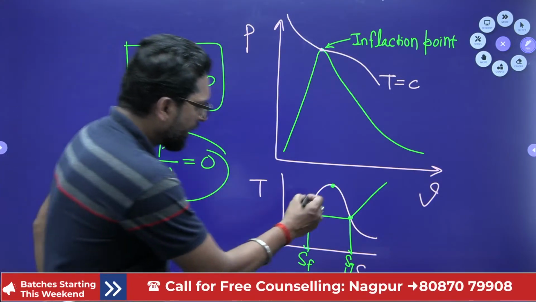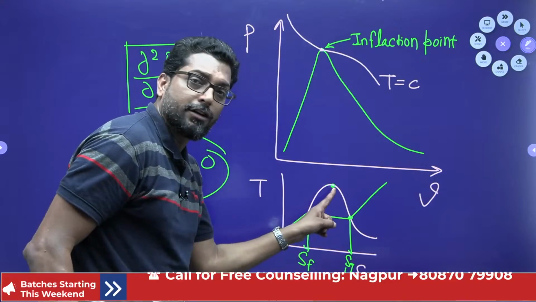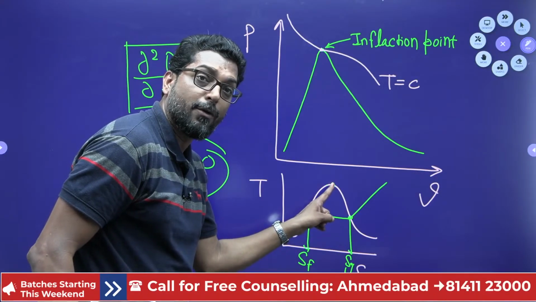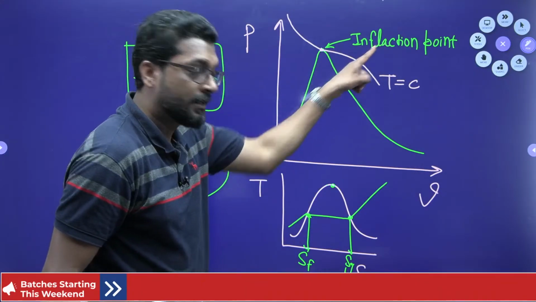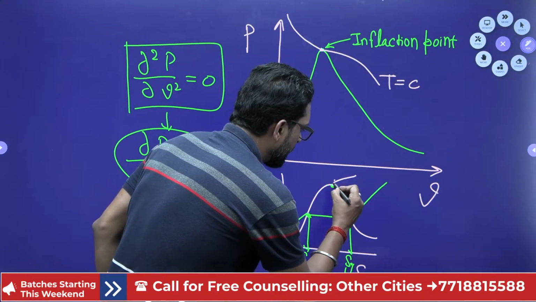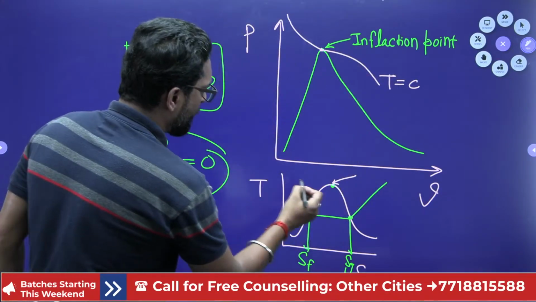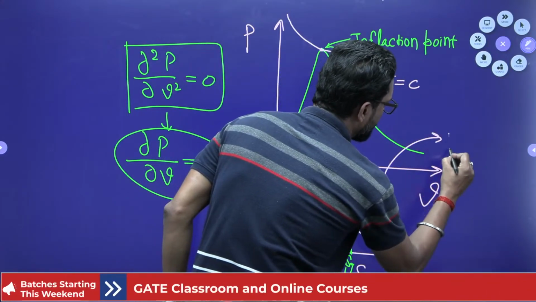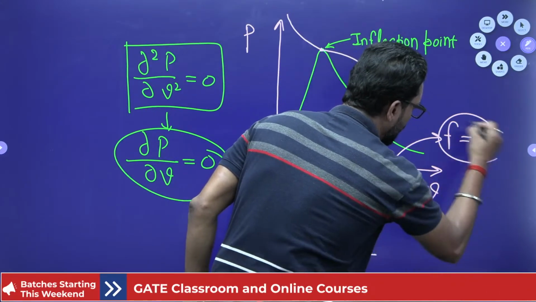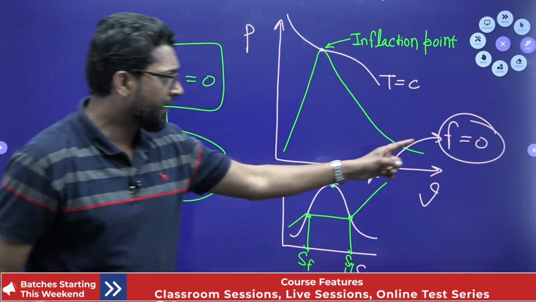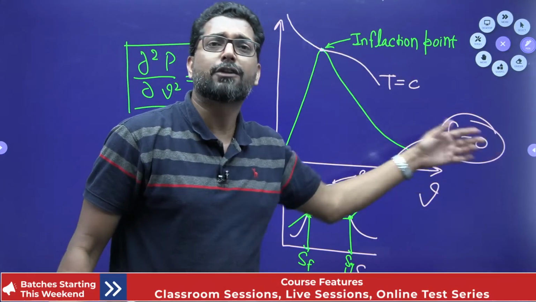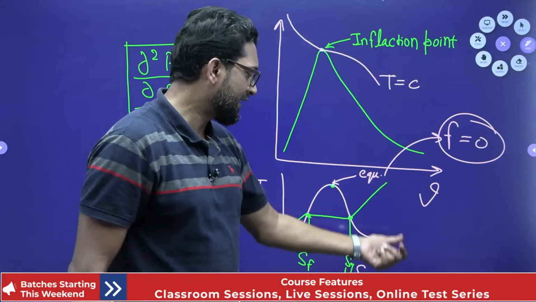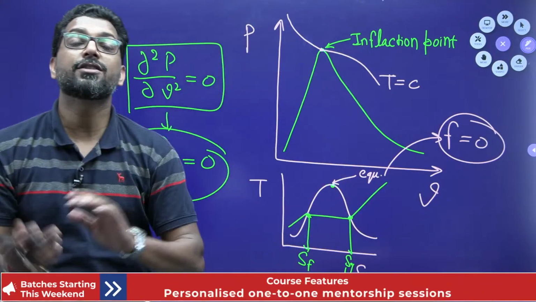Okay, so why is the entropy the same? Because this point is an equilibrium point. The critical point is an equilibrium point, and at an equilibrium point all the properties are fixed. Why? Because the degree of freedom is 0. That means no property is required to define this point, so the entropy is the same in every situation.